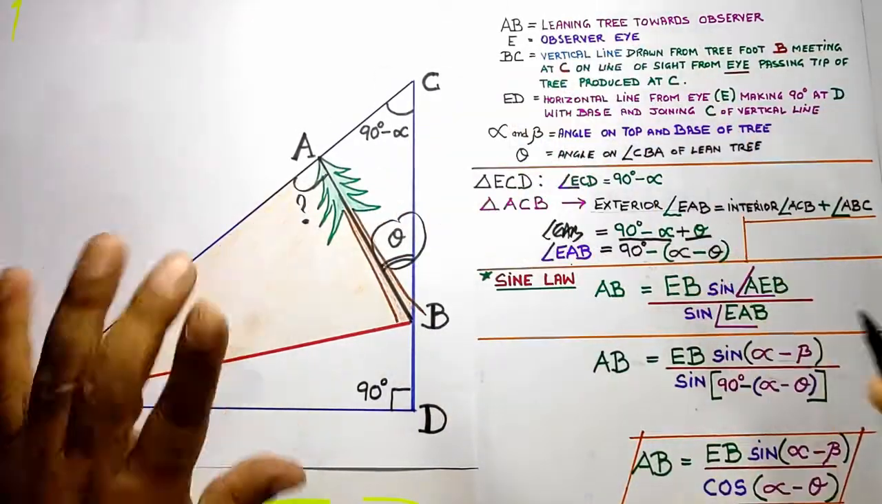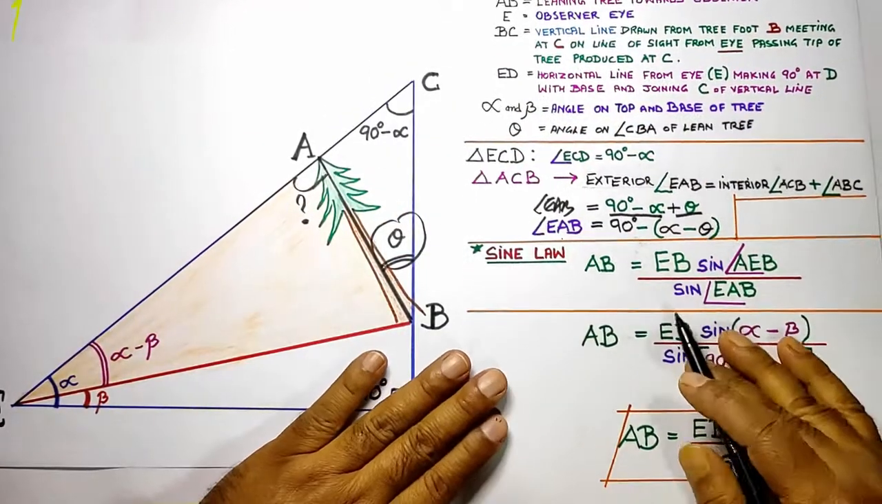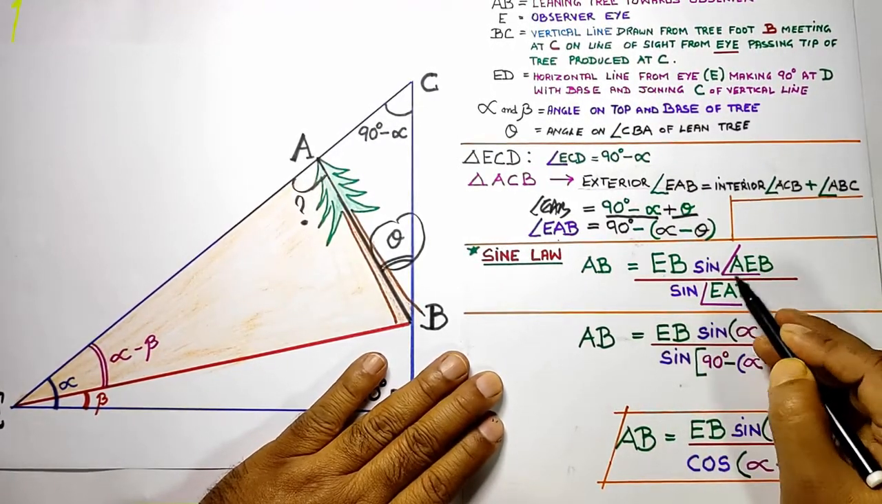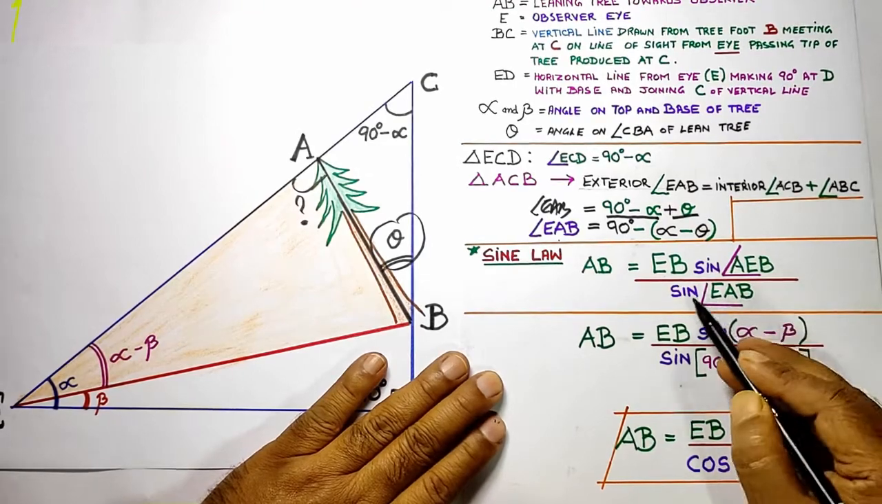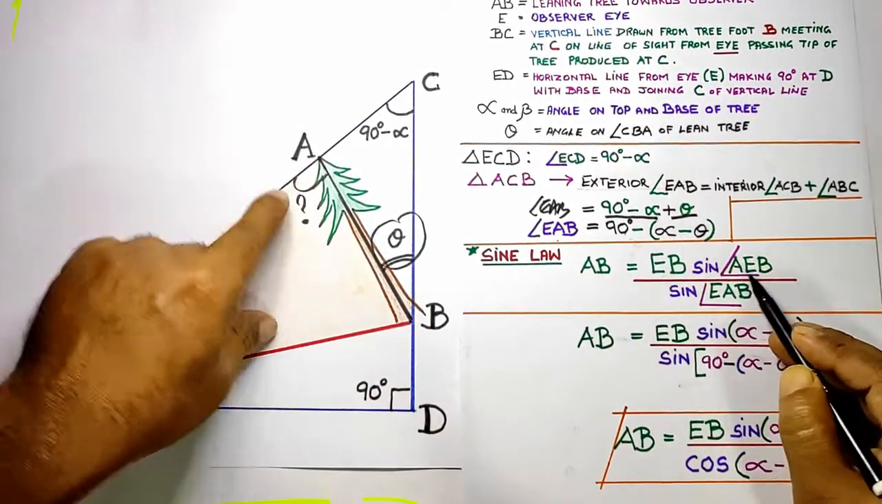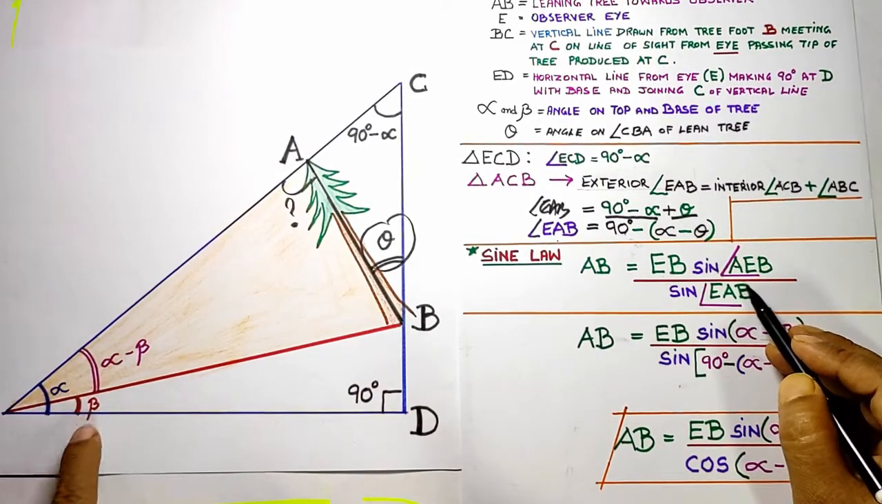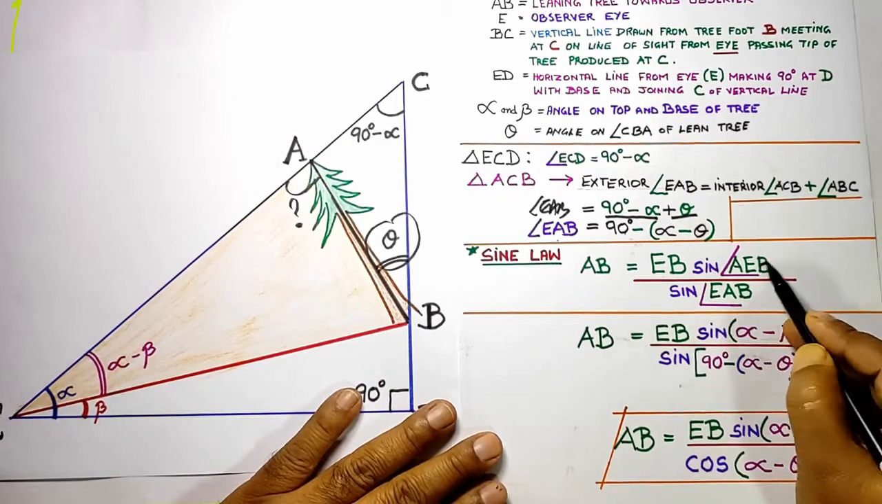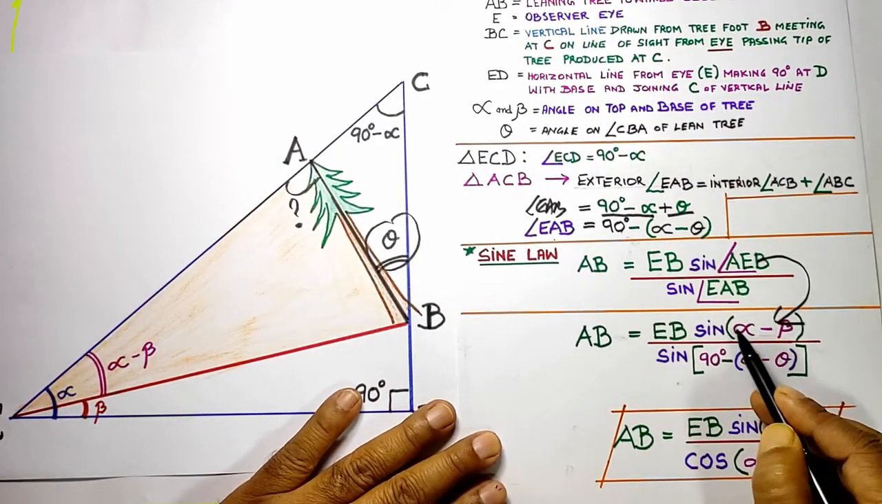We got it now. Now the next step is sine law. In sine law again, what does it say? It says AB is equal to EB sine angle AEB divided by sine EAB. EAB we are getting from here. This one. And AEB is what? This again is alpha minus beta. So we'll put the value here in AEB.